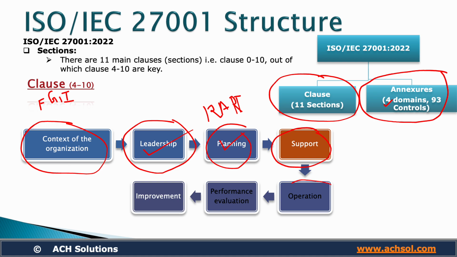The next one is operation. So operation involves the execution of the processes. Let's say you have created your process objectives. Now you have the right team also. Now you have the right support also. People are aware also. So you need to execute it in real time, right? Now we have everything we need to do it. Let's execute it in real time.